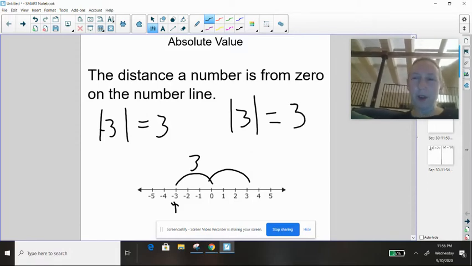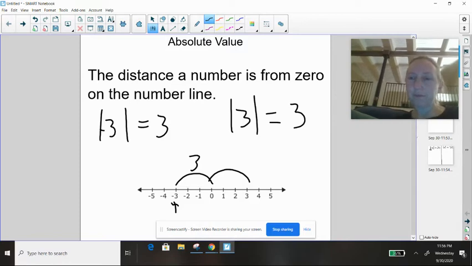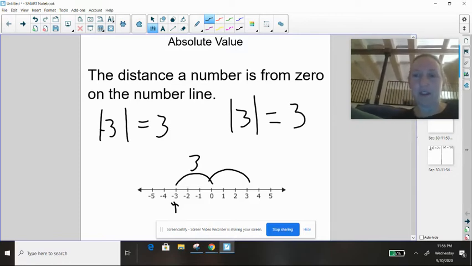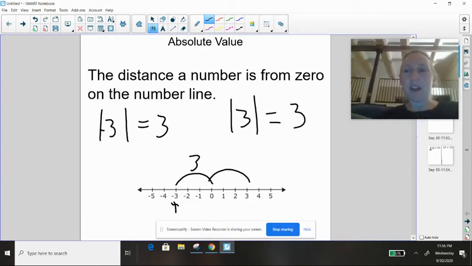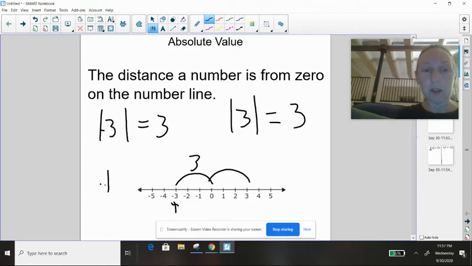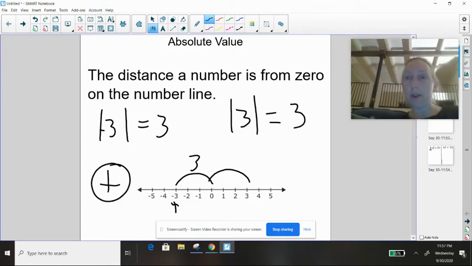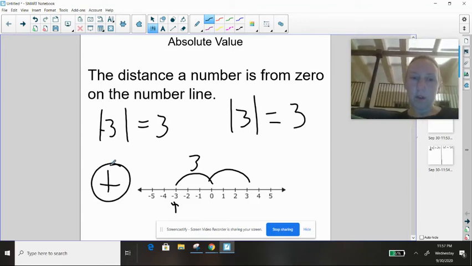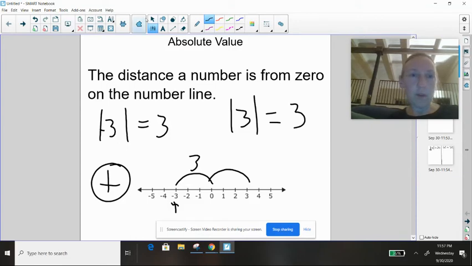So can absolute value ever be negative? No, because distance isn't a negative concept. You can't have something be negative spaces away from something else. So we know that it's always going to be a positive number. Always.